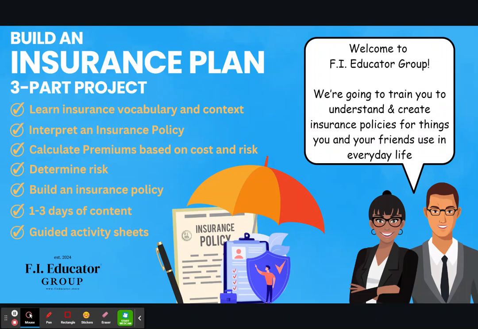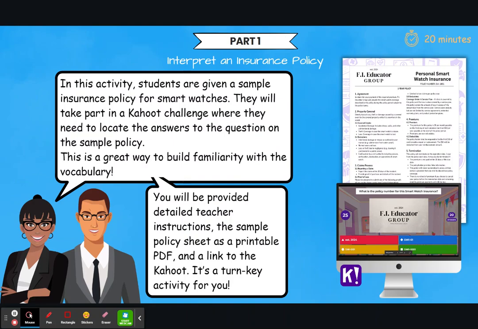You'll see these two characters in the bottom right appearing throughout the series. They're part of the Fi Educator group, which is an insurance company, and they're guiding you through becoming an insurance agent or underwriter.